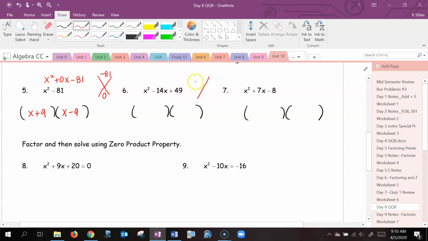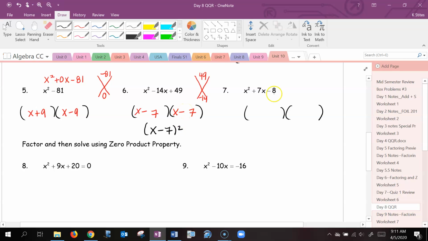Number 6, we're multiplying to 49 and we're adding to negative 14. Again, you're multiplying to a positive. Since you're multiplying to a positive, we will have the same signs, but we're adding to a negative, so we will have 2 negatives, and those numbers will be 7s. Since you do have the same thing here, they're equal, you could rewrite this as x minus 7 squared. Okay, but either option is fine.